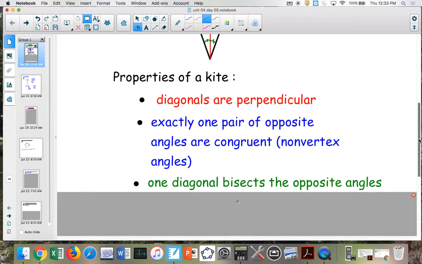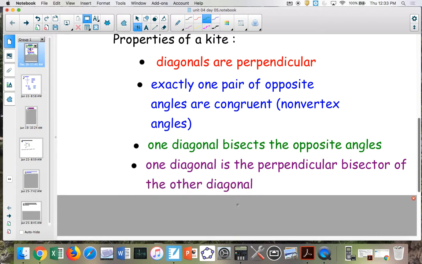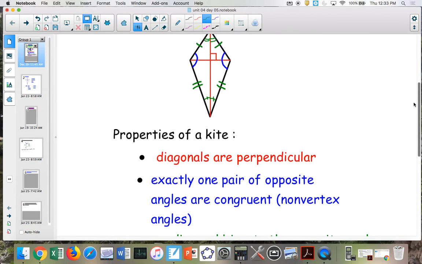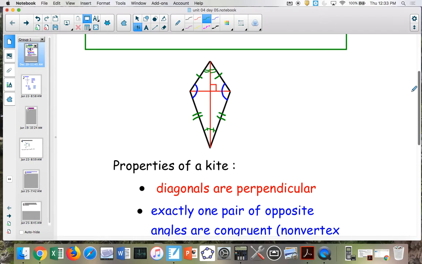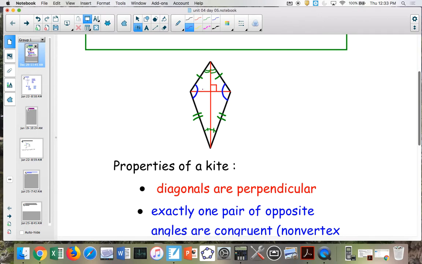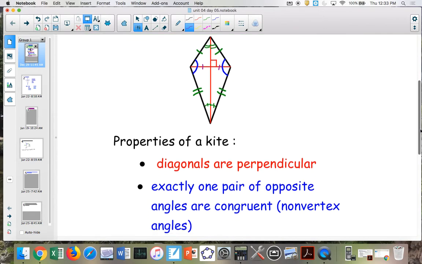Another property. One of the diagonals is the perpendicular bisector of the other diagonal. So in this picture, this segment is congruent to this segment. So the longer diagonal is cutting the shorter one in half, going right through the midpoint of the shorter diagonal. So those are all the things that you should be aware of in terms of kites and properties for kites.